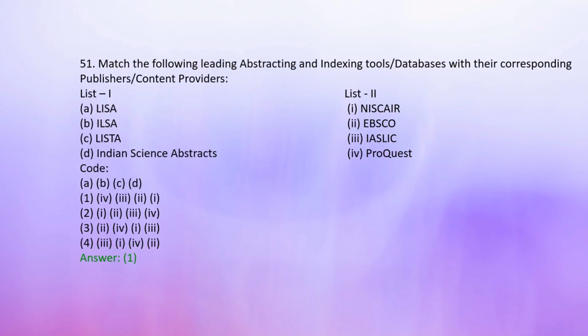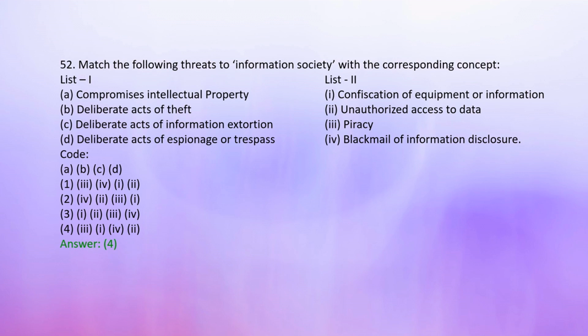Number 51. Matching. List 1. LISA, list 2. NISCAIR. List 1. ILSA, list 2. EBSCO. List 1. LISTA, and list 2. ESLIC, and list 1. Indian Science Abstract, and list 2. ProQuest. And correct answer is 1, means LISA goes on ProQuest, ILSA goes on ESLIC, LISTA goes on EBSCO, and Indian Science Abstract goes on NISCAIR.